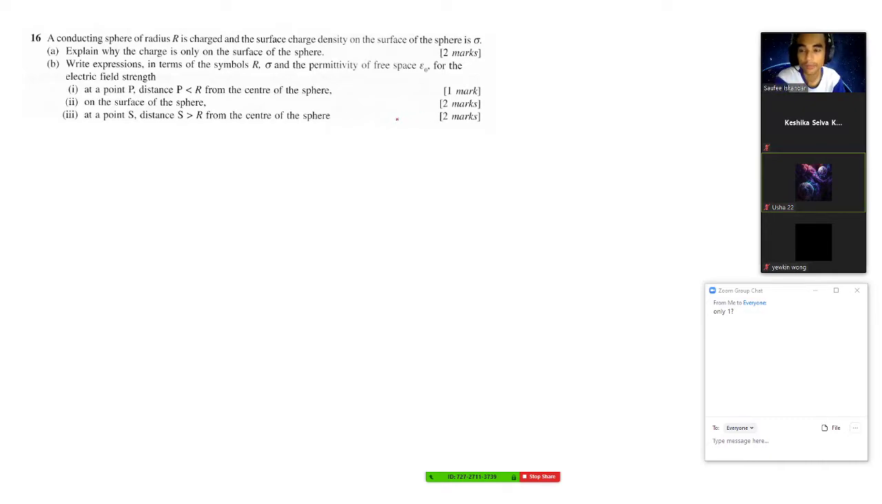A conducting sphere of radius R is charged, and the surface charge density of the sphere is sigma. Explain why the charge is only on the surface of the sphere. So what did you put as your answer in your paper, Usha?